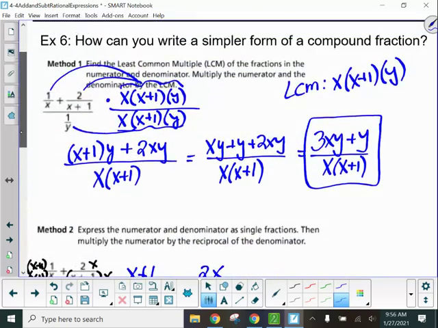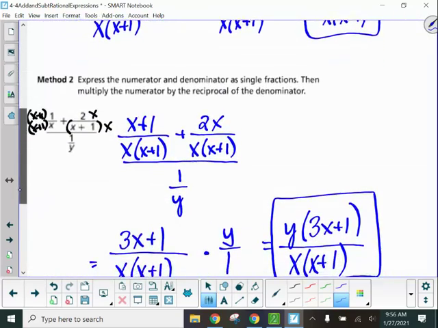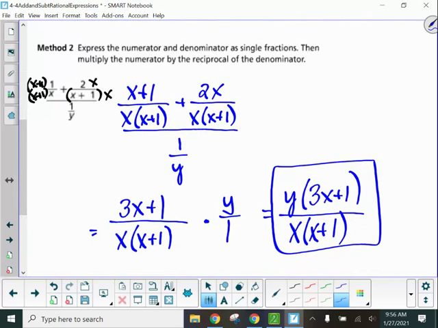Method 2 is what I prefer, and actually I already have work here for method 2, so I'm just going to leave it. Method 2 is where you express your numerator and denominator as single fractions, and then multiply the numerator by the reciprocal of the denominator. So basically, you're going to treat the numerator and denominator as separate questions.